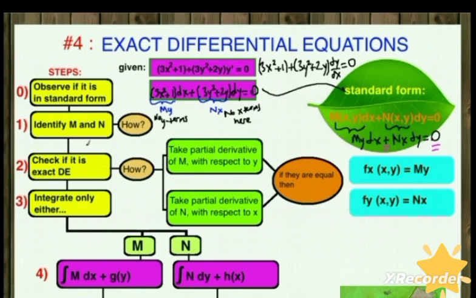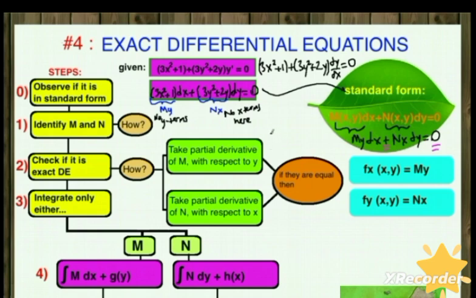Now let's go to step 2. In step 2, we need to check if this is an exact differential equation. If it is not exact, we don't need to continue. So how are we going to check if it is exact? We're going to take the partial derivative of M with respect to y, and the partial derivative of N with respect to x. And if they are equal, then it is exact. If not, it is not.